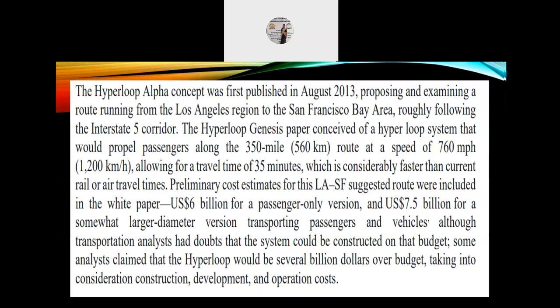Although transportation analysts had doubts that a system could be constructed on that budget, some analysts claim that a Hyperloop would be several billion dollars over budget, taking into consideration construction, development, and operation costs.